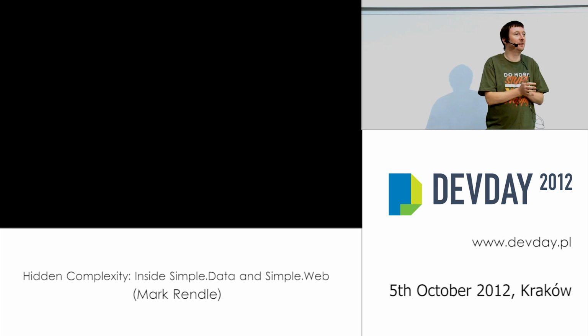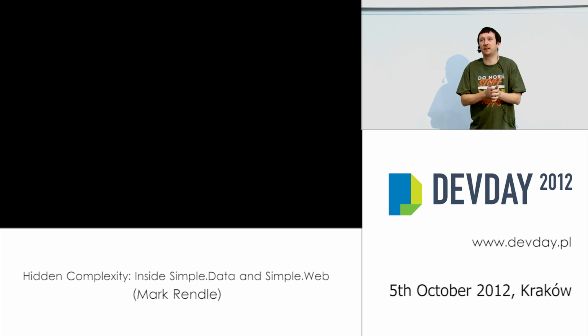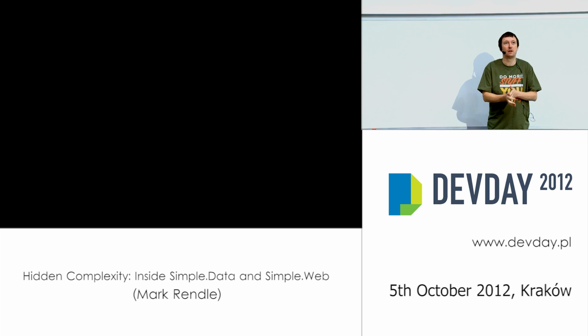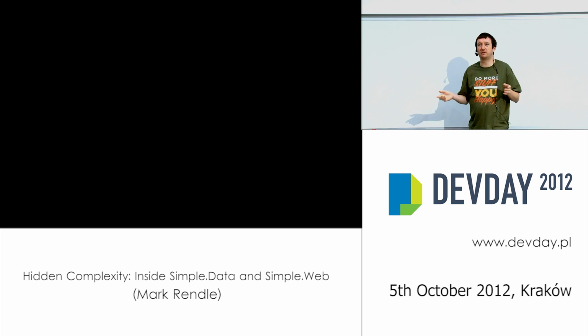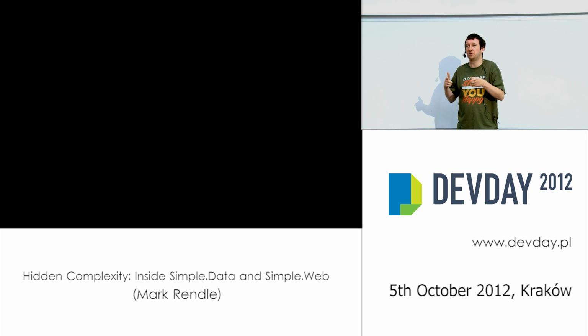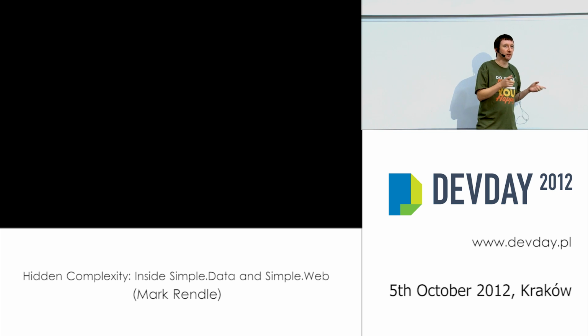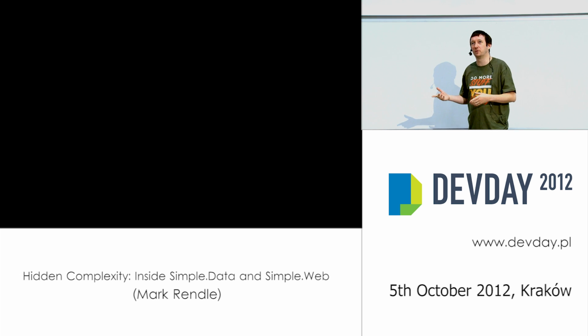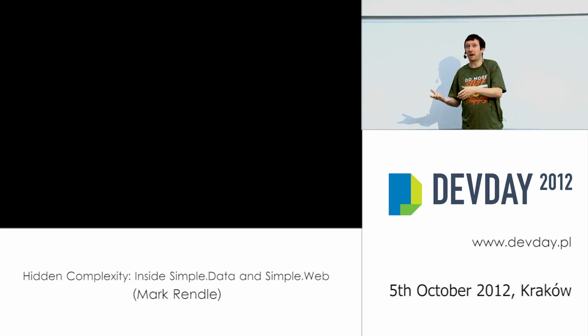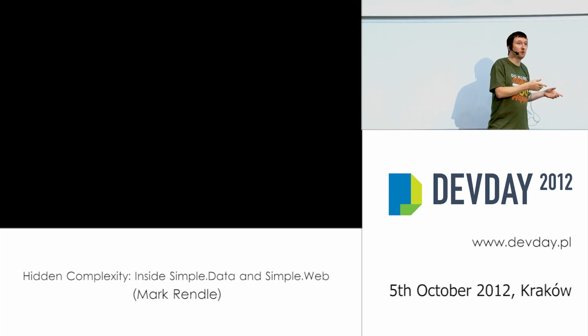So yes, hidden complexity. Has anyone used Simple.Data or SimpleWeb at all? Just a couple of people. Do people know what it is, roughly? So for those who don't, Simple.Data is like an ORM, and when you use it, the code you write looks like an ORM, but there's no code generation, and there's no mapping files and all that sort of stuff. It just kind of does it dynamically for you. And SimpleWeb is like what Web API should have been before Microsoft broke it.